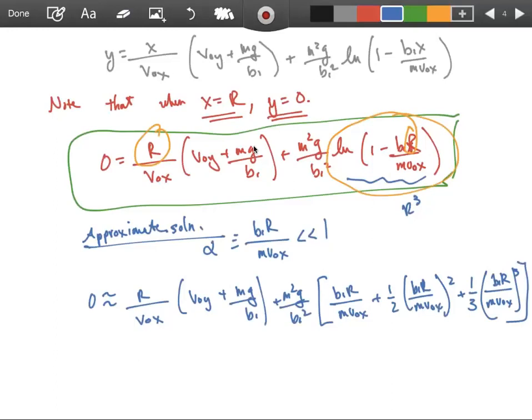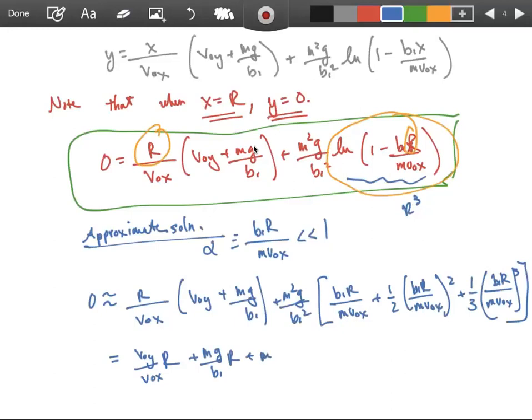Now, of course, there are higher order terms, but I'm only keeping the cube terms basically for a reason, and that's mostly just to cancel out other terms and see where that actually comes from. So let's multiply all this stuff out. So in this case, I'm going to get a what? The initial y divided by the initial x times r. Good. And then I'm going to get a plus mg divided by b1 times r. And then I get a plus.